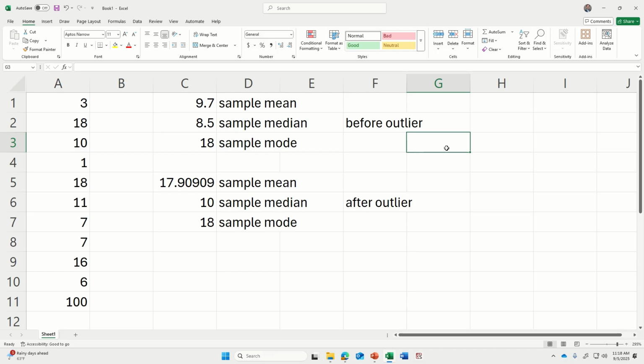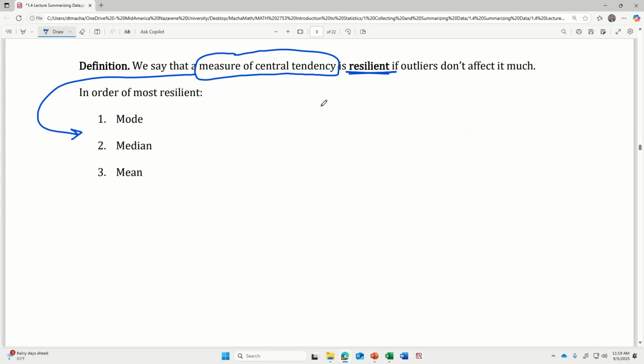So we say the mode is the most resilient whenever it comes to adding a weird outlier into your data set. The median is pretty resilient as well, but the mean is not very resilient. The mean is easily affected by outliers. Okay?